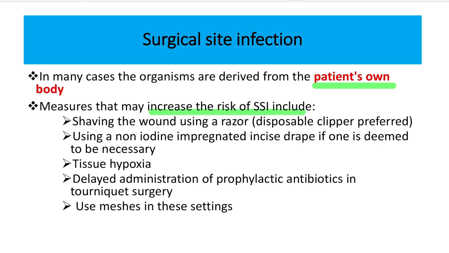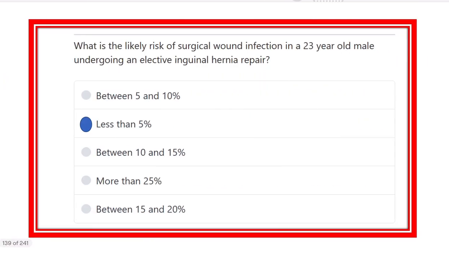Shaving the wound using a razor, using a non-iodine impregnated incision dressing, tissue hypoxia, delayed administration of prophylactic antibiotic, and use of mesh in this setting. So here we can see there are different causes which may increase surgical site infection, including tissue hypoxia, delayed antibiotic use, and use of mesh in these settings. So what are the risk factors? As it is a clean wound, it is less than 5%, and actually there is very minimal infection in case of an elective inguinal hernia repair.